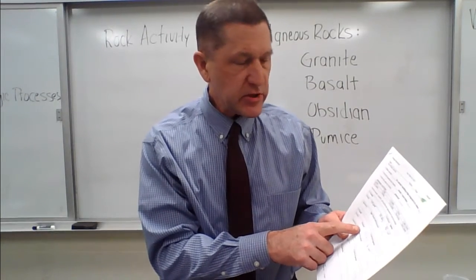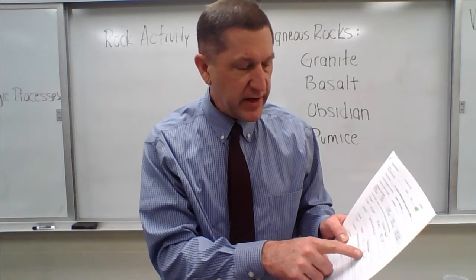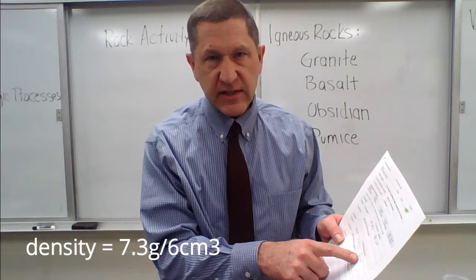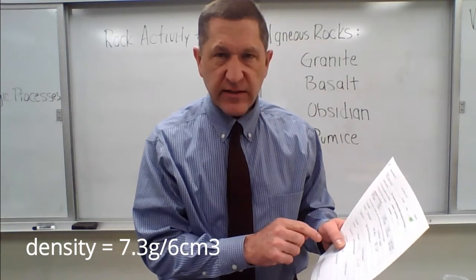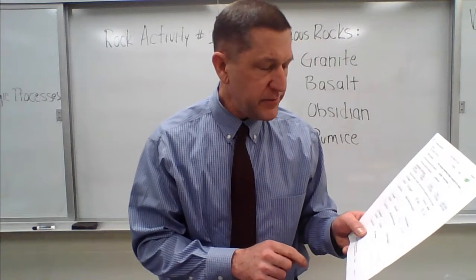Okay, on step number 2, in order to find the density, you're going to do mass divided by volume. The mass is 7.3 grams. The volume is 6 cubic centimeters. Do that division to get the density and add it there. I'd like to go on to obsidian.